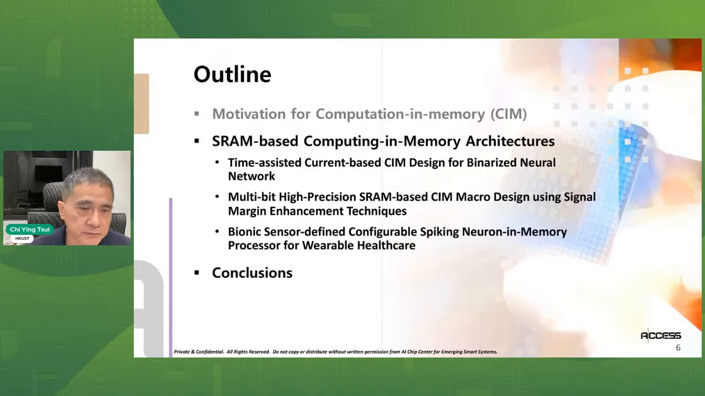First I'll talk about the motivations, why we need computation in memory. Then we talk about the SRAM-based computing-in-memory architectures that we are designing, based on a unique type of time-assisted current-based CIM architecture. We use this in different types of networks, including convolutional neural networks, from binarized neural networks to high-precision macro design, and the same design can also be used in spiking neural networks. We talk about these three different applications of this time-assisted current-based CIM design.